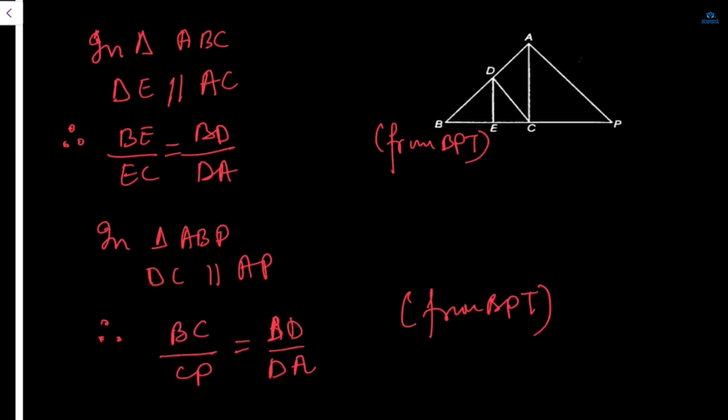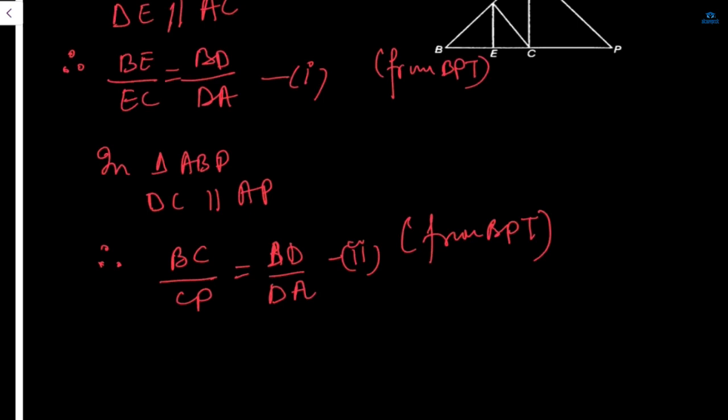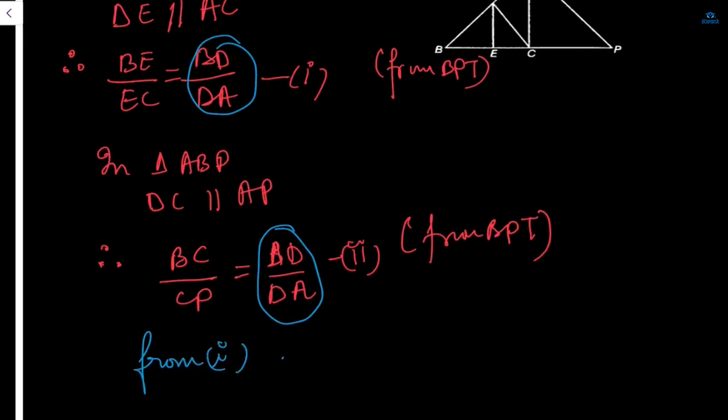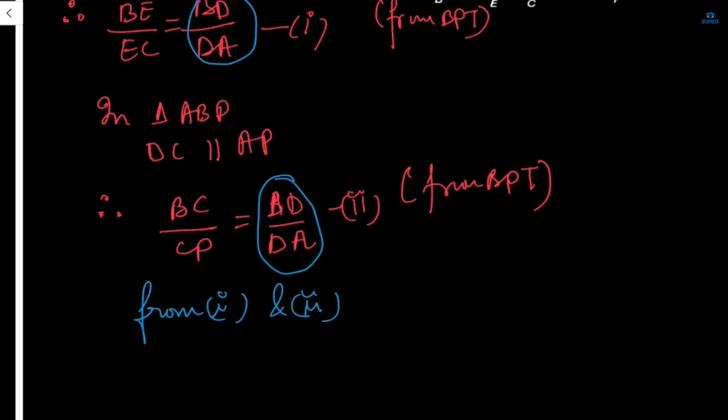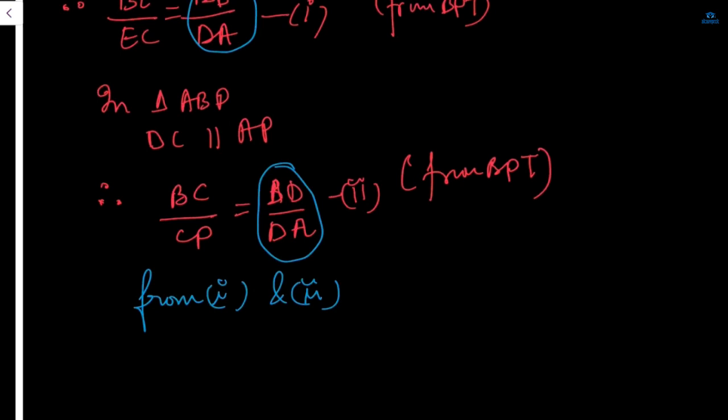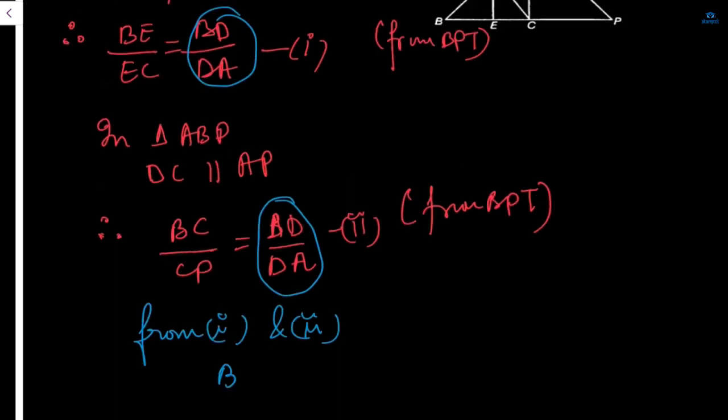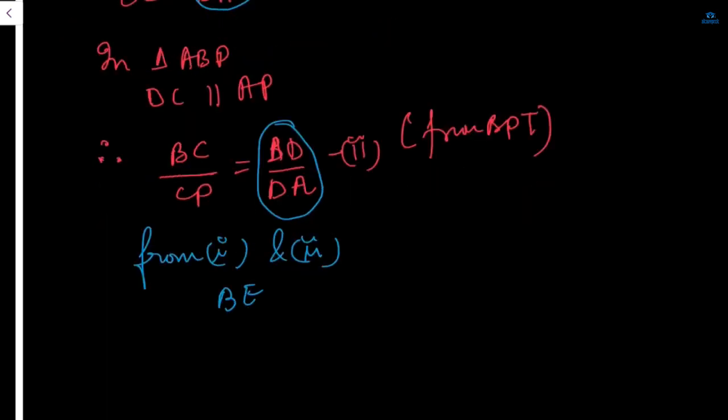If you mention this as first and this as second, from first and second you can see these are the same. So BE by EC is equal to BC by CP, because they are equal to the same thing, so they will be equal. You remember Euclid's axiom? Things equal to the same thing are equal to each other. So you will get BE upon EC is equal to BC upon CP. Hence proved.